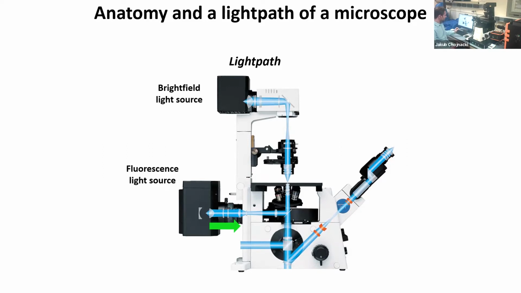So fluorescent light generally enters from the back of the microscope. And here, if you can see on the camera, that corresponds to here on the back, where the fluorescent light comes in. Then the light is reflected by the mirror and goes towards the objective. The objective is a very important part of a microscope, where this light is focused on the sample that we put here.